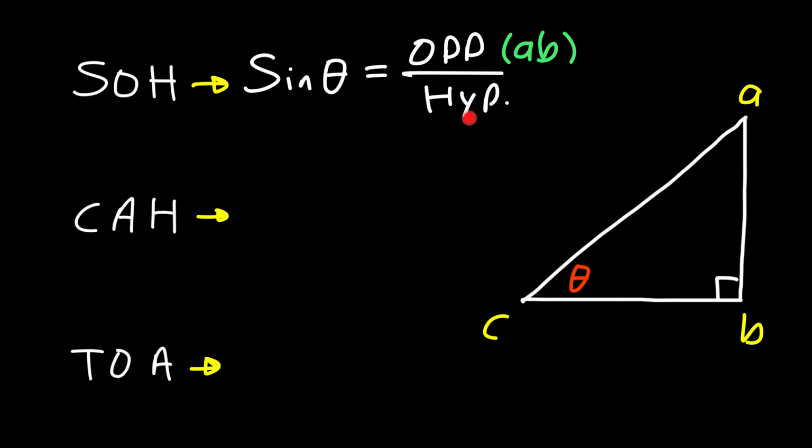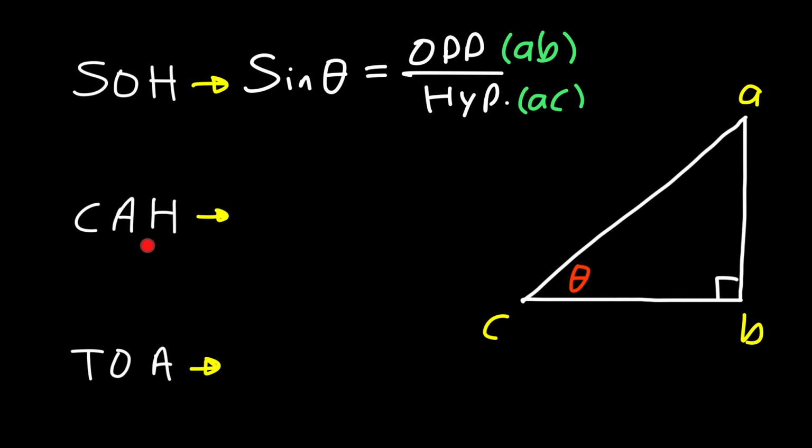Now for the hypotenuse: the hypotenuse is always the side which is opposite to the 90 degree angle. So this is the 90 degree angle, and the side which is opposite to it is AC. So in this case, AC.